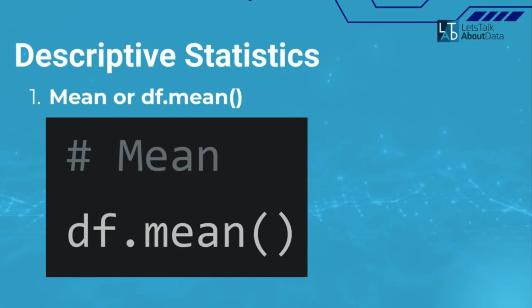The mean tells us the average value, the median tells us the middle value, the mode tells us the most frequent value, and the standard deviation tells us how spread out the data is. Understanding these helps us get a sense of our data's central tendency and variability.